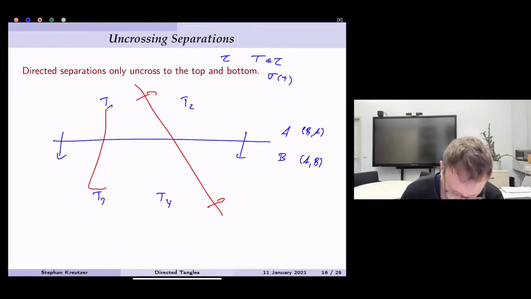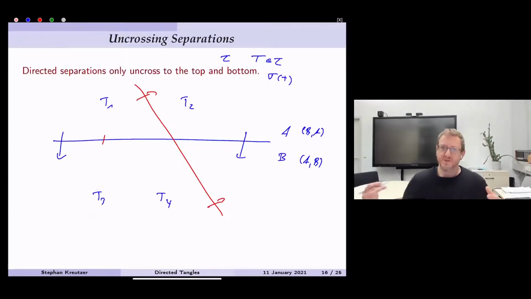Oops, that's not what I wanted. Never mind. Yeah. So it separates these three tangles from this one. And now, because we want a tree, then we would normally want a laminar set of separations. Yeah, this is how you would prove the theorem in the undirected case.